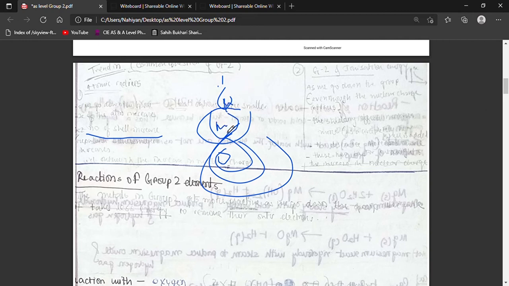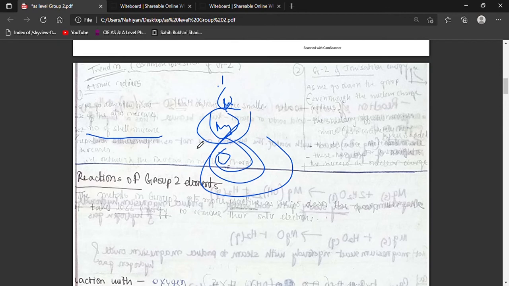Moving on, we have the trend in ionic radius. As we go down the group, the size of the atoms increases. We know why, because the number of shells increases down the group. As we go down, more and more shells are being added. So this is beryllium, and this is magnesium, and so on. This keeps on increasing, and that's what makes the ionic radius bigger down the group.